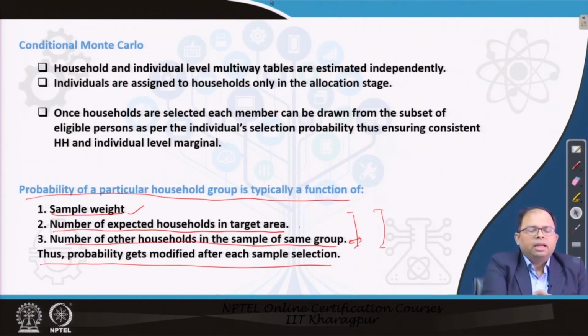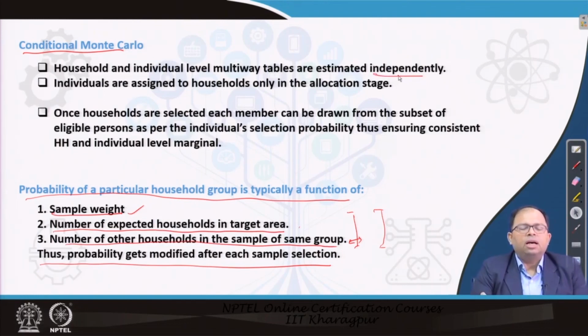In conditional Monte Carlo, household and individual level multivariate tables are estimated independently. That means the cross-classification tables for households and individuals are done separately, and individuals are assigned to households only in the allocation stage. That means when we select households for a particular target area, only then do we look into what kind of individuals are being selected, and then we can match the totals for both and do the selection for that particular household. And we do this in the allocation stage.